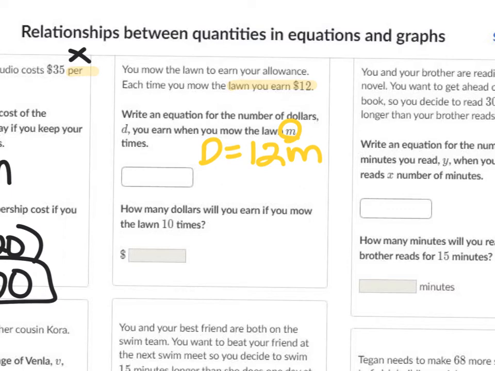Now the number of dollars you earn if you mow the lawn 10 times would be 12 times 10, which is 120. Okay?